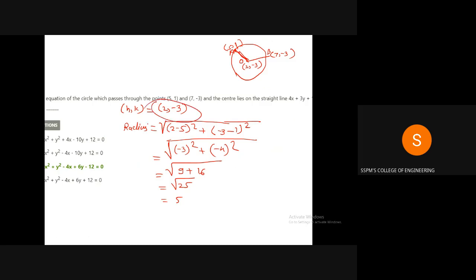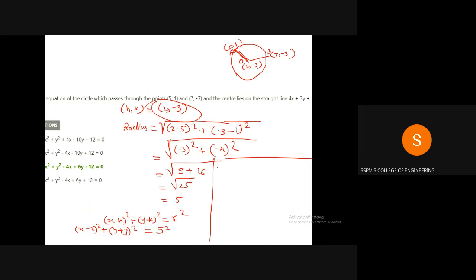So the center was 2, minus 3. The equation of a circle is given by (x minus h) square plus (y minus k) square is equal to r square. So (x minus h) square is (x minus 2) square, since h is equal to 2. The value of k is minus 3. Therefore, (y minus minus 3), that is (y plus 3) square, is equal to r square. R square means 5 square, that is equal to 25. So now we will expand this.